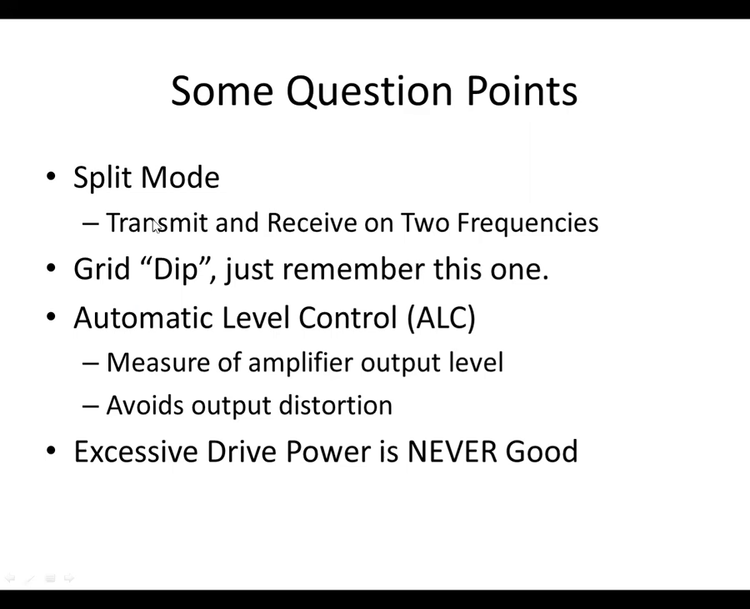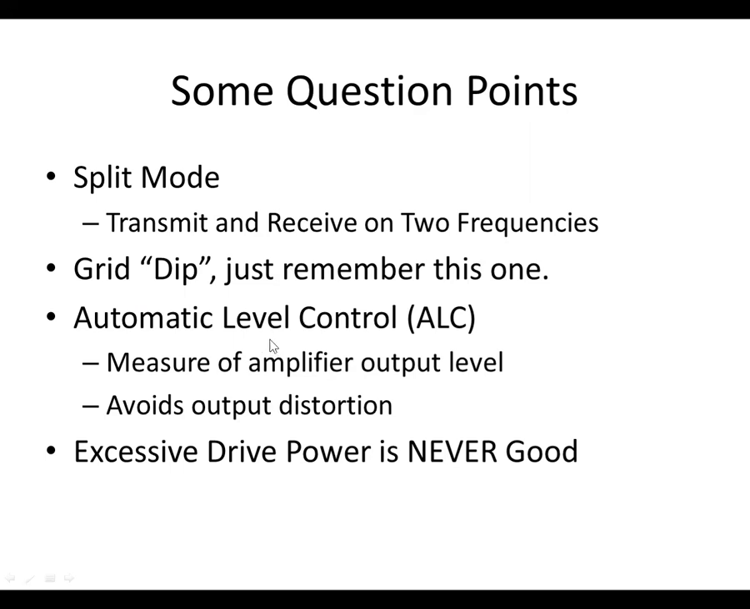And the same thing can be done on HF with single sideband. There are a lot of different reasons that you would do that, which I'm not going to get into. But just remember that split mode is transmit and receive on two different frequencies. This next one is in reference to vacuum tubes, and I just vaguely know a little bit about vacuum tubes. So I think the best thing you could do on this question, when they talk about grid dip, is just remember what the answer is.